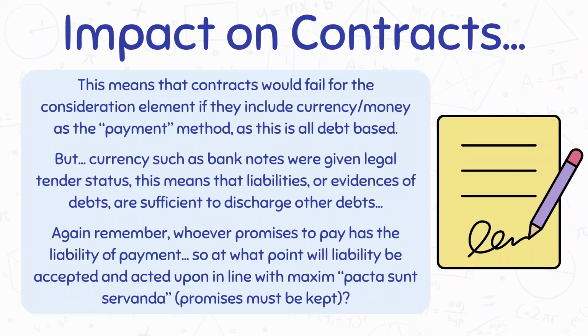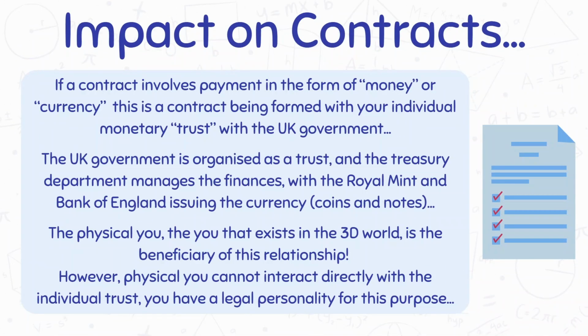Hence why the country's national debt is increasing at a rate that none of us can properly understand. At which point is someone going to accept the responsibility and do what they promised to do in line with the maxim pacta sunt servanda, which means that promises must be kept? Over time, it will become clearer and clearer to you that if a contract involves payment in the form of money or the national currency of your country, then you need to recognize that this is a contract being formed with the individual monetary trust that you have with the UK government, the individual account as such.